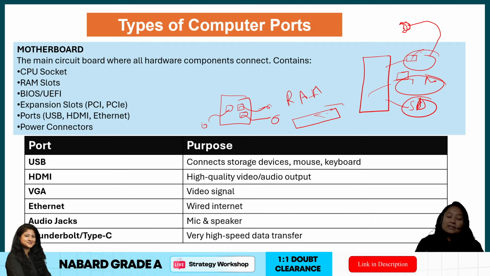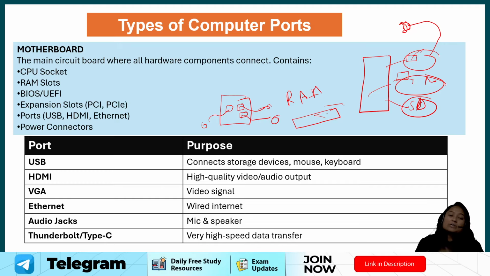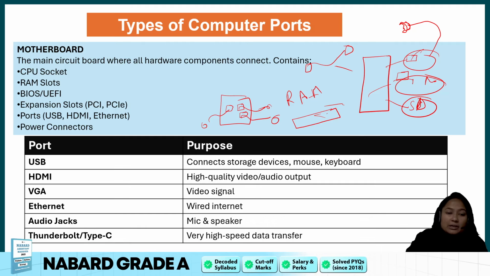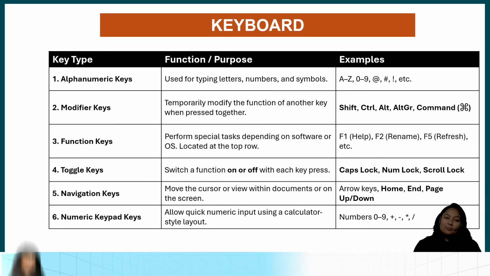Okay, then we have audio jack. Audio jack, this is for mic and speaker. You must have seen in the old phones we used to have the 3.5 mm audio jack. Okay, so audio jack is basically for mic and speaker. Then Thunderbolt or Type C. Now this is for very high data transfer speed. These days you must have seen Type C to Type C connections are coming, so that is what we are talking about.